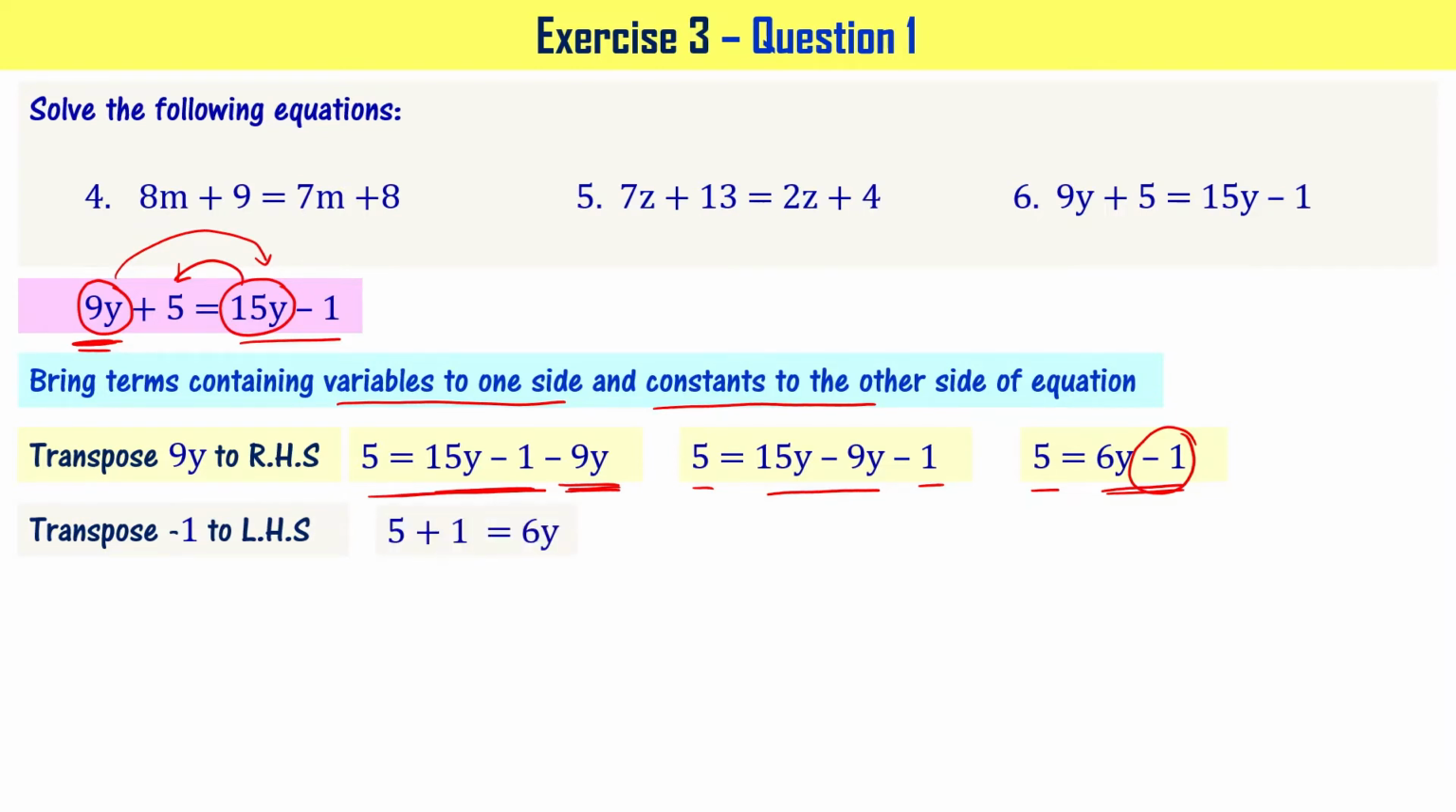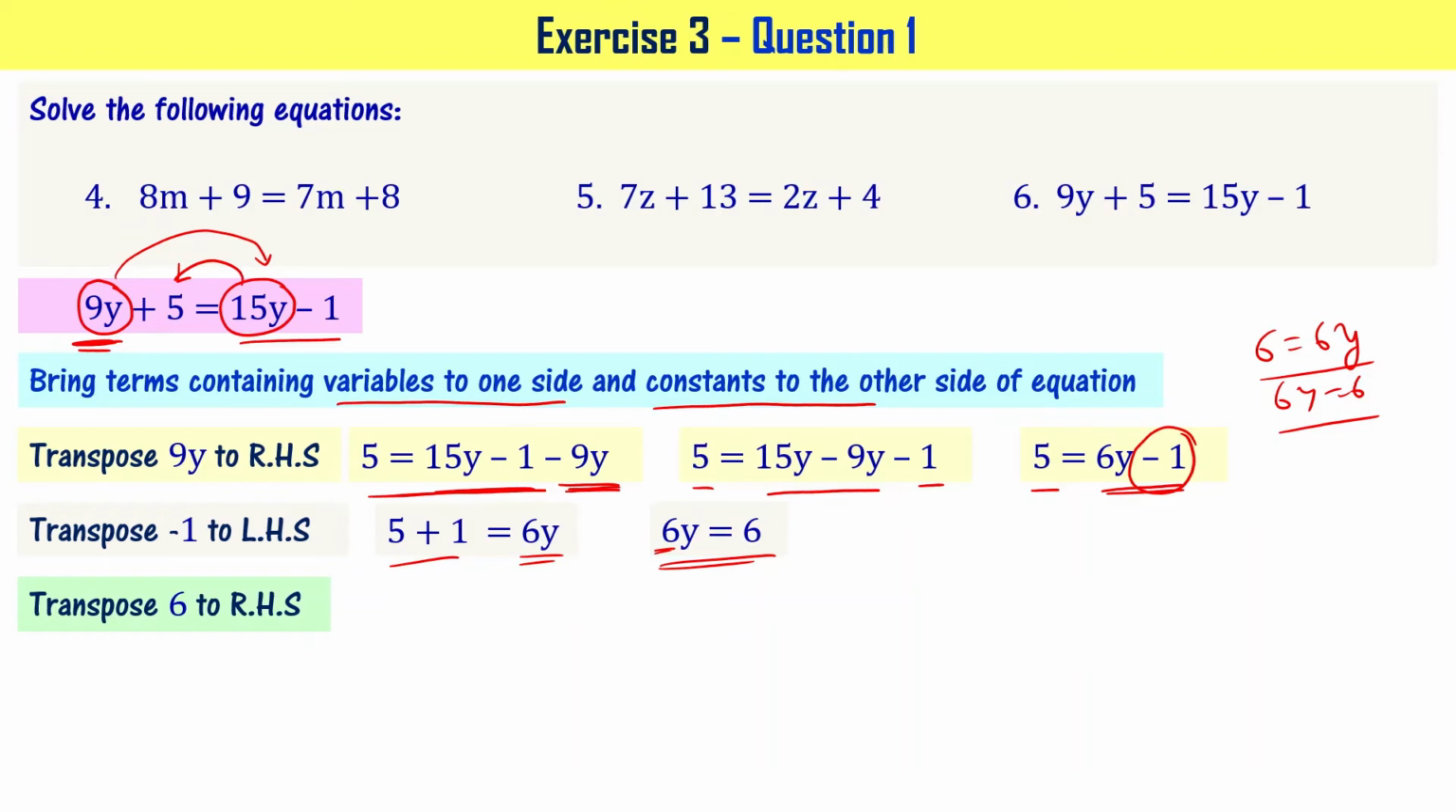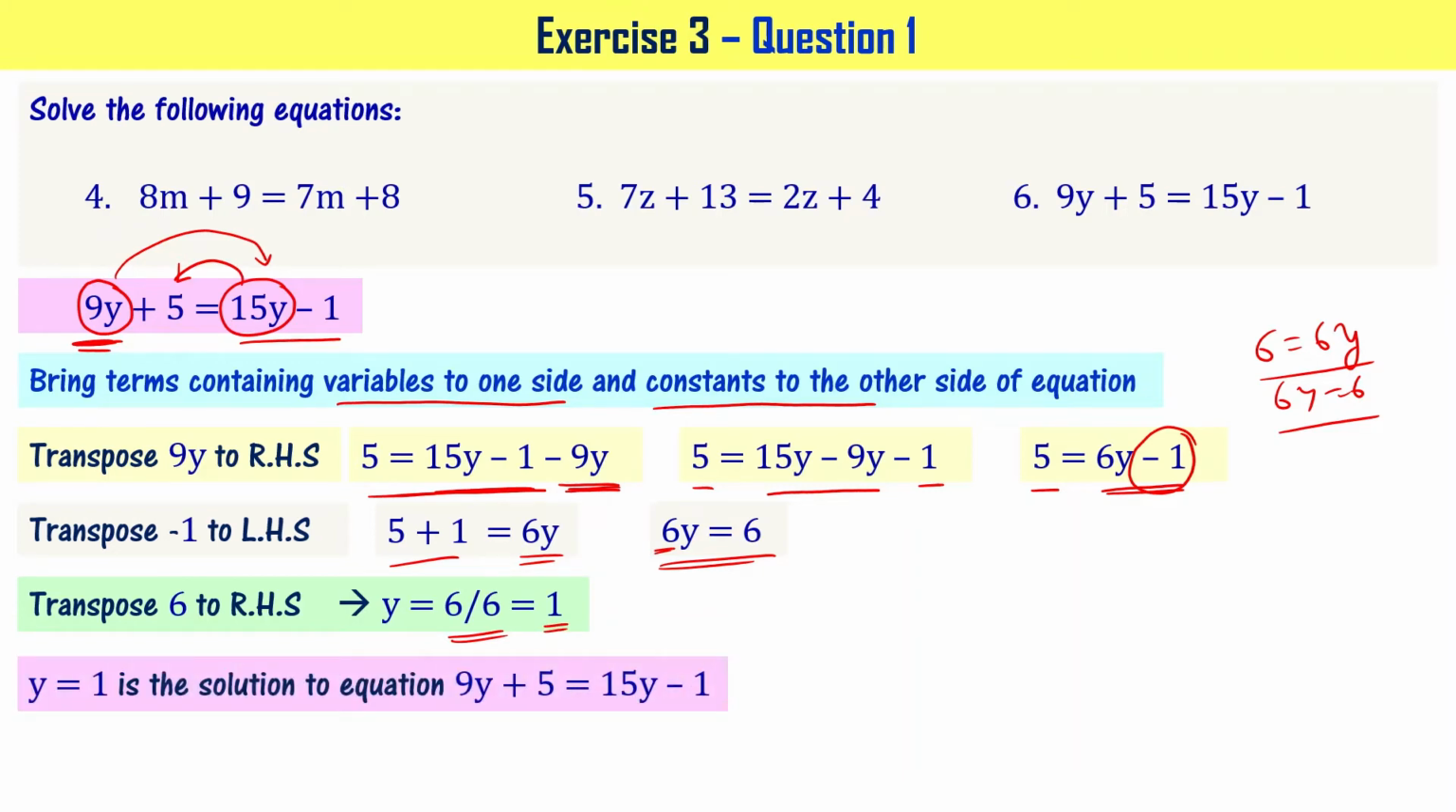Now I can write 5 plus 1 equal to 6y, right? I can write it as 6 equal to 6y or 6y equal to 6. Both ways are fine, right? Both are equally valid. So I have written 6y equal to 6, and let me now transpose 6 to the other side. When you do that, the equation becomes y equal to 6 by 6, that is equal to 1, right? To answer the question, y equal to 1 is the solution to the equation 9y plus 5 equal to 15y minus 1. Got it?